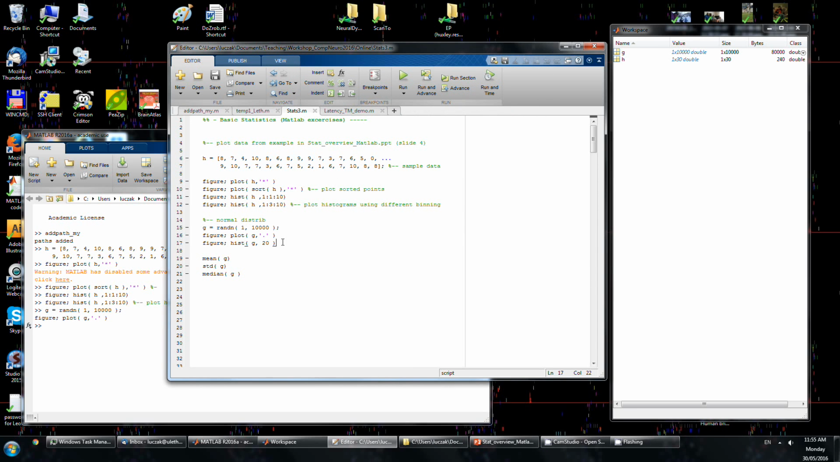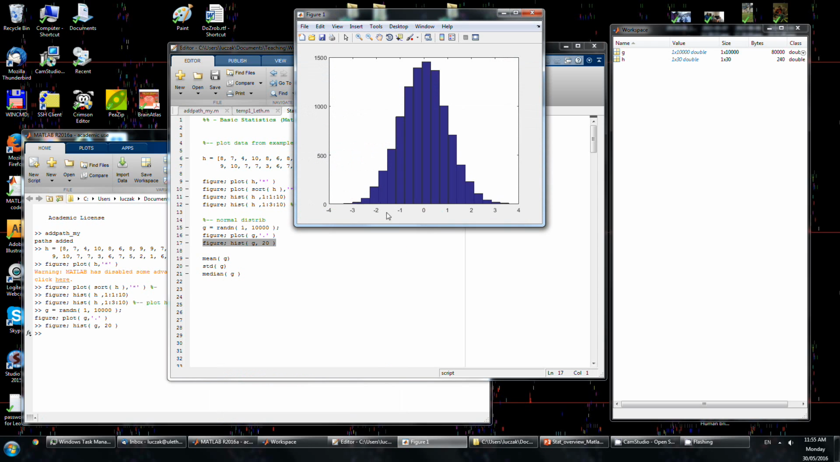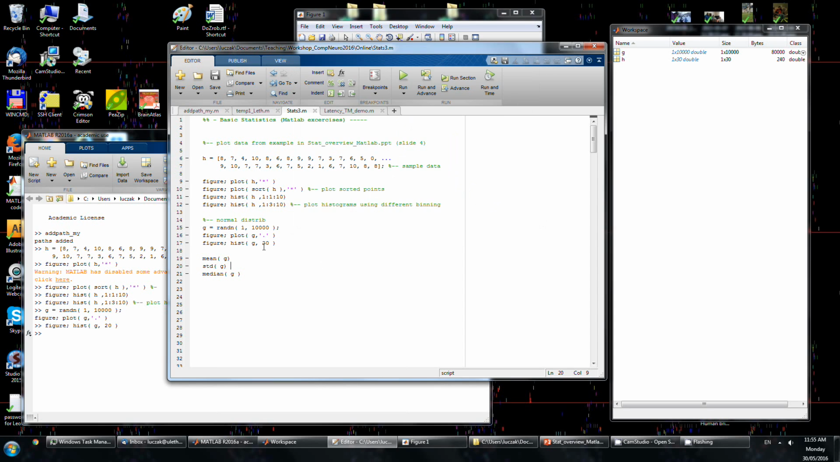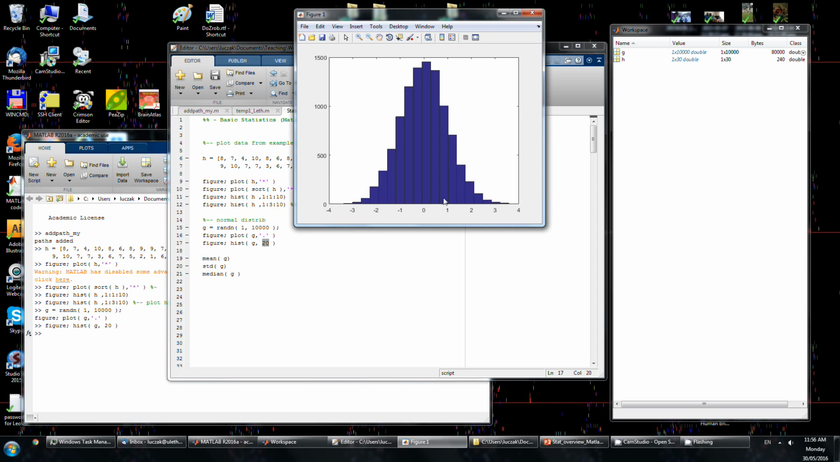And again, an even better way is to plot the data displaying this histogram, and now you can see that this data is distributed in this normal way with mean 0. In the histogram I didn't specify the step size. Here I just put 20, which means I want to divide this histogram into 20 equal intervals. MATLAB automatically takes the minimum value and maximum value of this g and divides it into 20 equal intervals.